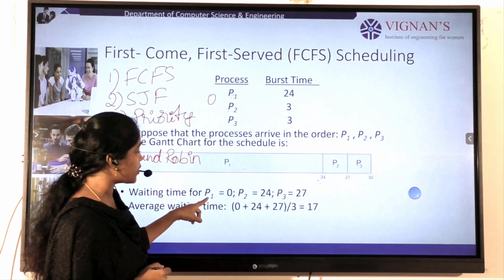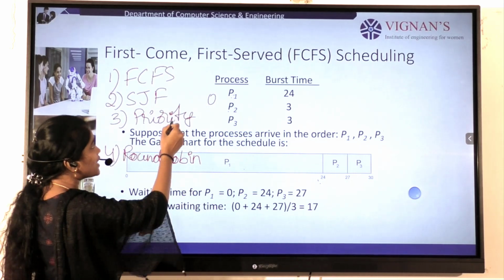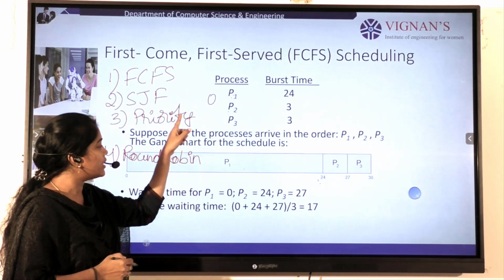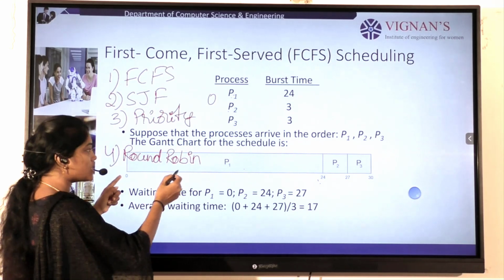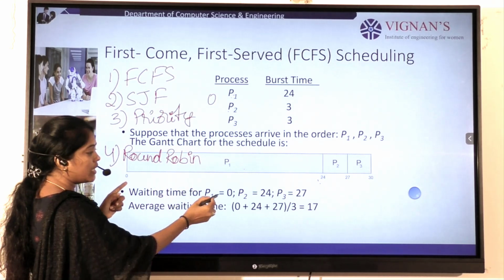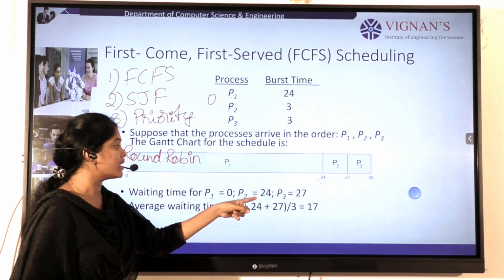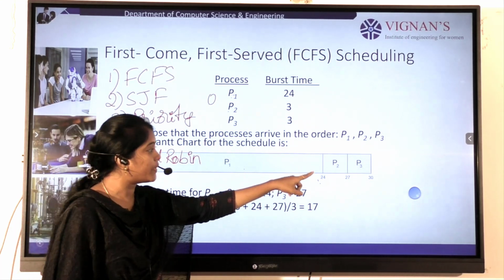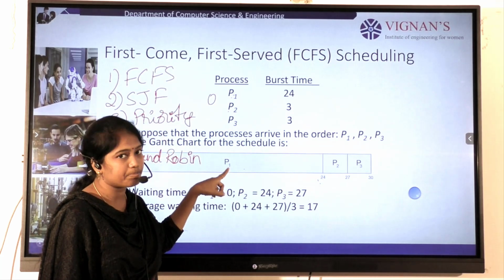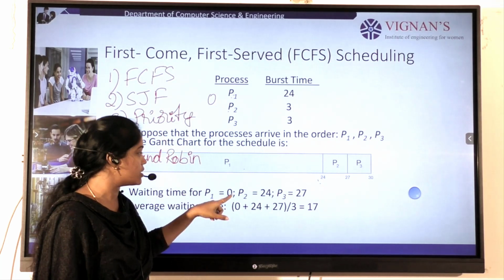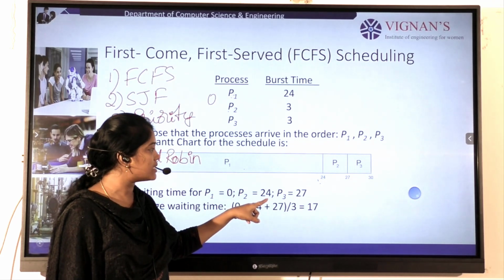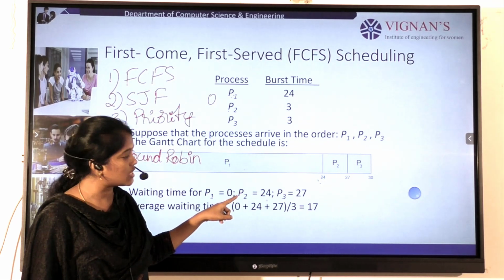Waiting time for process P1: as soon as it enters the ready queue, it is allotted to the CPU, so process P1 waiting time is 0. Next, process P2 waiting time is 24 milliseconds. That means process P2 has to wait until process P1 finishes its execution, so 24 milliseconds is the waiting time for process P2.